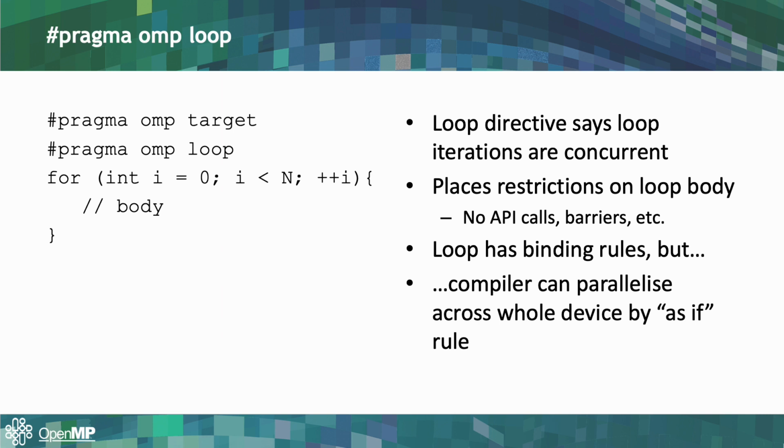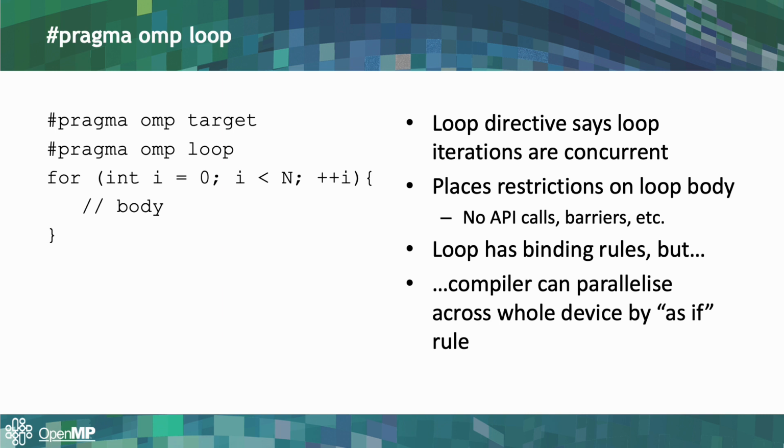But luckily, because of the as-if rule, which is a very common practice within the compiler developers, you can do whatever you like as long as it maintains the original semantics of the program. So here we're going to take that to our advantage, and compilers can then parallelize this loop across the whole device when the loop directive is used immediately nested inside a target region.